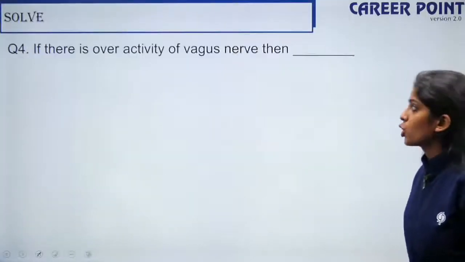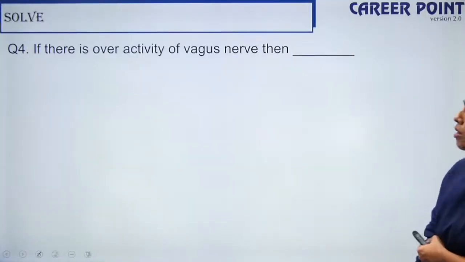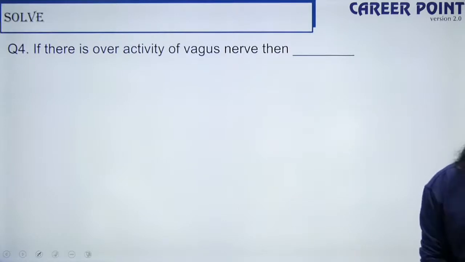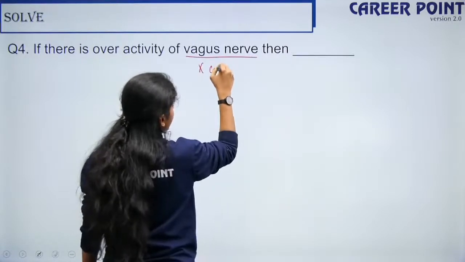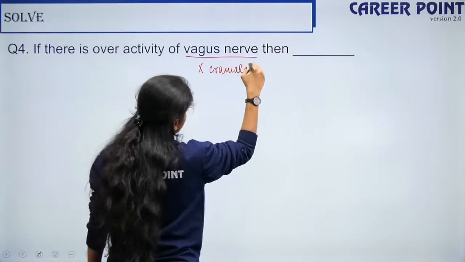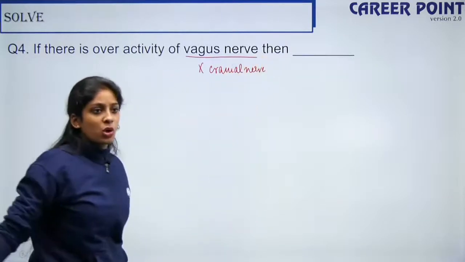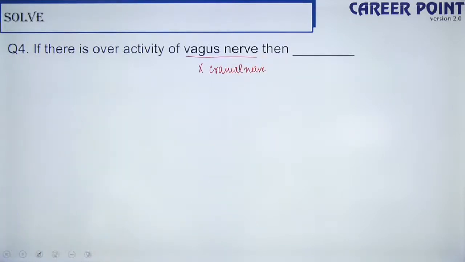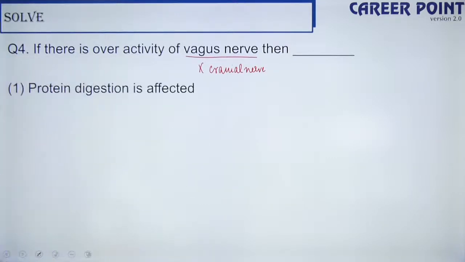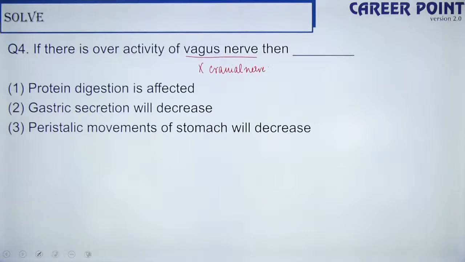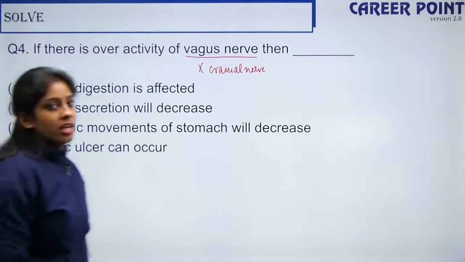Moving forward, question 4. If there is overactivity of the vagus nerve, then what? The vagus nerve is your 10th cranial nerve. So if you have a question like this, if there is overactivity of the 10th cranial nerve, that is the vagus nerve, then what happens? Protein digestion is affected, right? Gastric secretion will decrease. Peristaltic movement of the stomach will decrease, and gastric ulcer can occur.